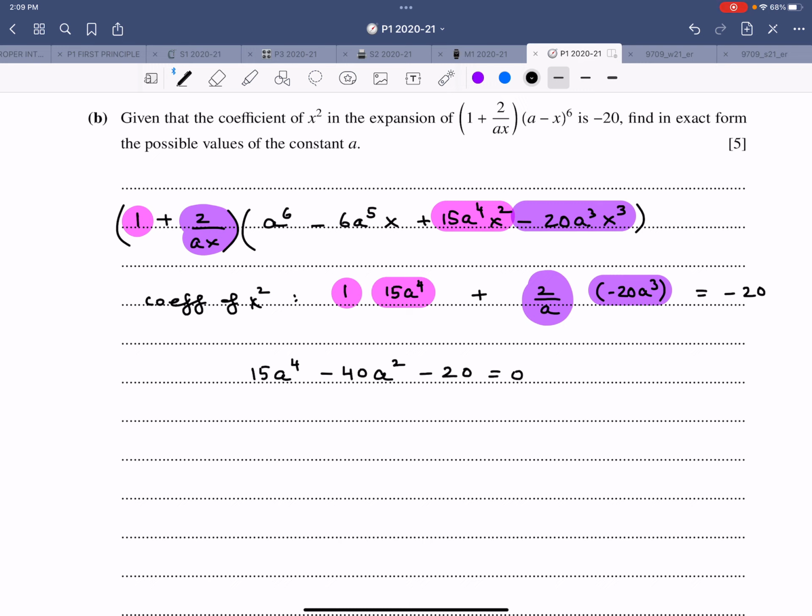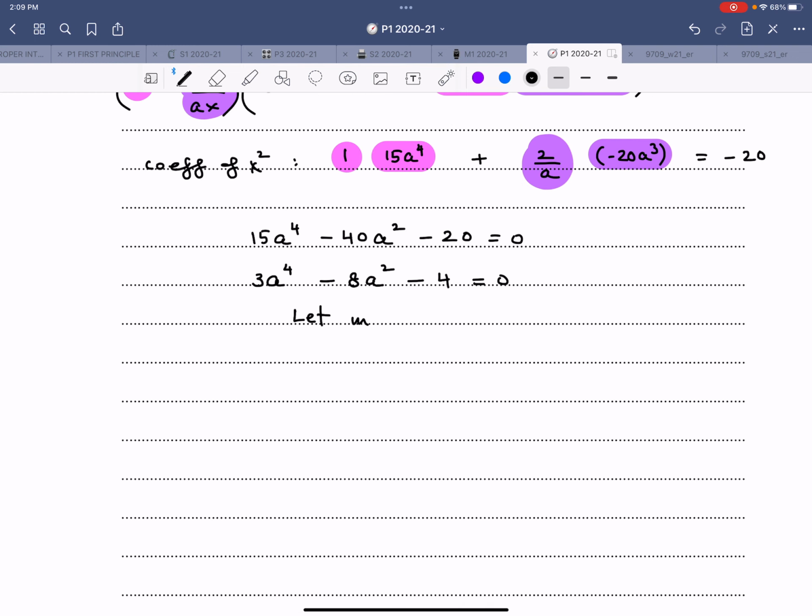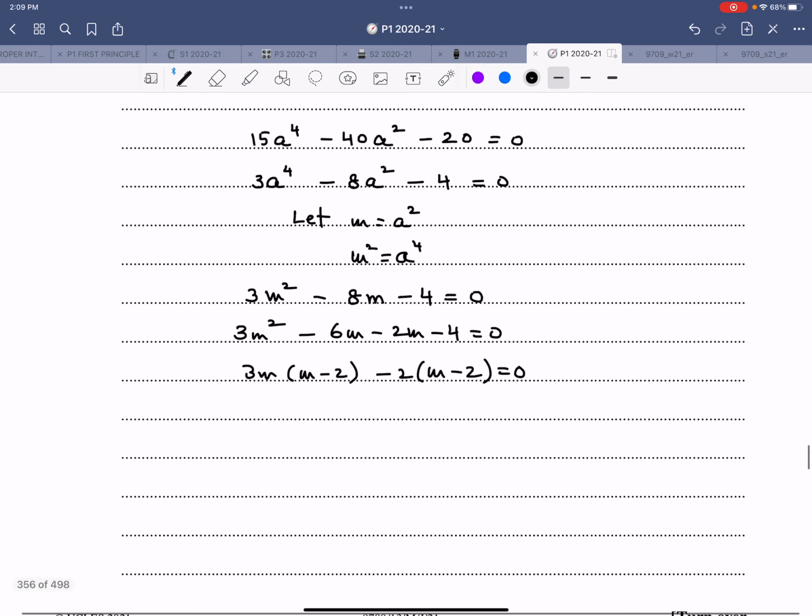So this is a disguised quadratic equation. Simplify it first. 5 3s are 15, so this is 3a4, 5 8s are 40, 8a square, 5 4s are 20, this is equals to this. Make a substitution, let m equals a square, therefore m square is a power 4. So therefore 3m square minus 8m minus 4 equals to 0. Sounds all good. 3m square minus 6m minus 2m minus 4 equals to 0. 3m(m minus 2) minus 2(m minus 2) equals to 0. Therefore (m minus 2)(3m minus 2) equals to 0.